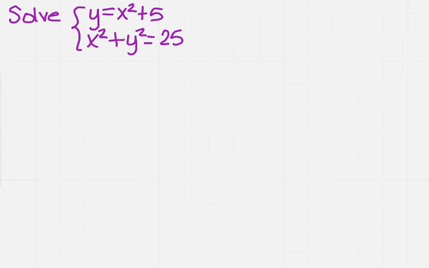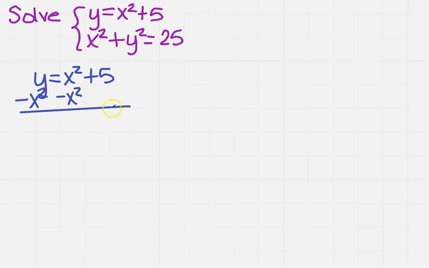So what if I make each of them look like x squared plus y squared or y, something like that. So if I take the first one, so I say y equals x squared plus 5, let's get all of our variables on one side. So let's subtract a minus x from both sides. So I get minus x squared plus y equals 5. Now I want to copy down the second equation.